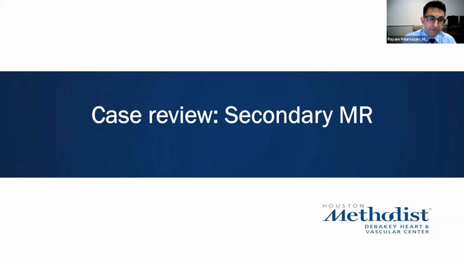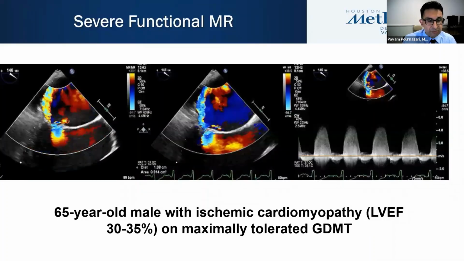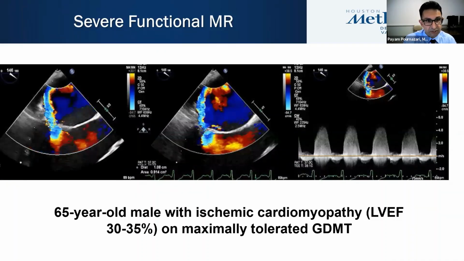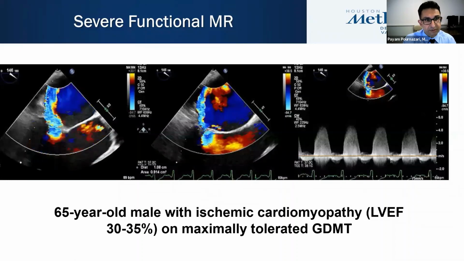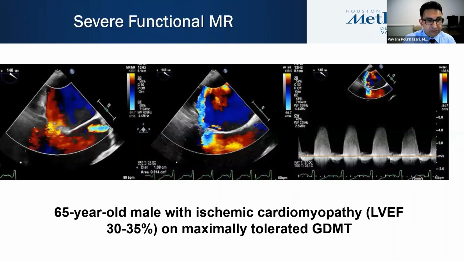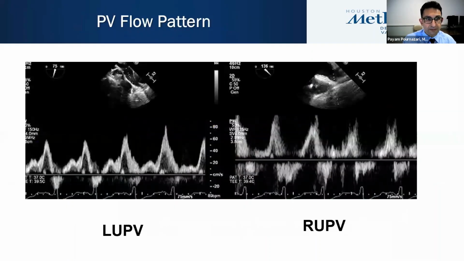I'm going to review a couple of cases. We discussed the case of primary mitral regurgitation. Now we're going to look at a case of secondary mitral regurgitation. This is a 65-year-old male with ischemic cardiomyopathy. His EF was 30 to 35%, and he was on maximally tolerated goal-directed medical therapy. His echocardiogram and his TEE showed severe mitral regurgitation secondary to a tethered and restricted posterior leaflet and annular dilatation.